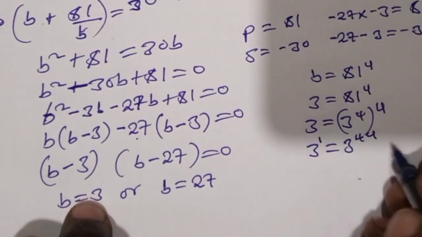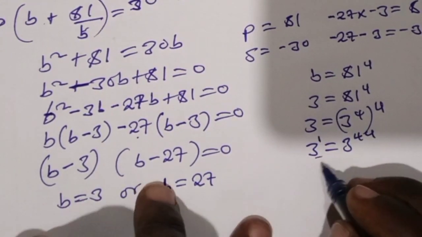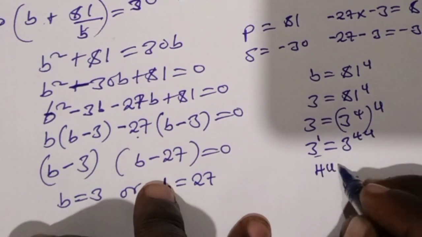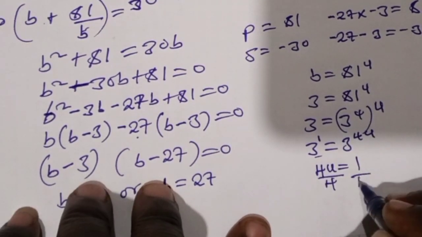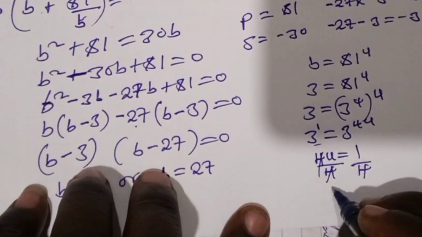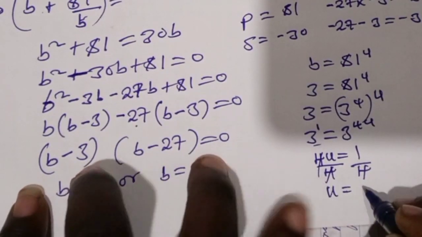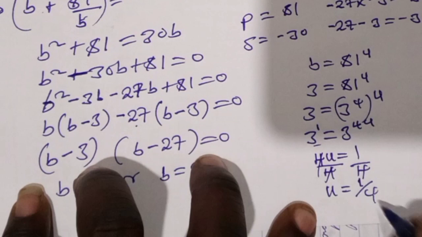Then here we have power 1. So the bases are the same, so we say 4u equals 1. Then you divide by 4 on both sides, which gives u equals 1 over 4, right?